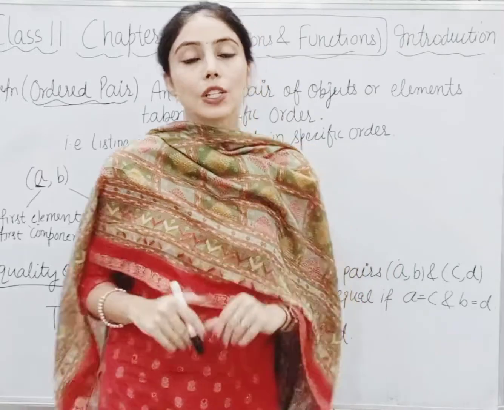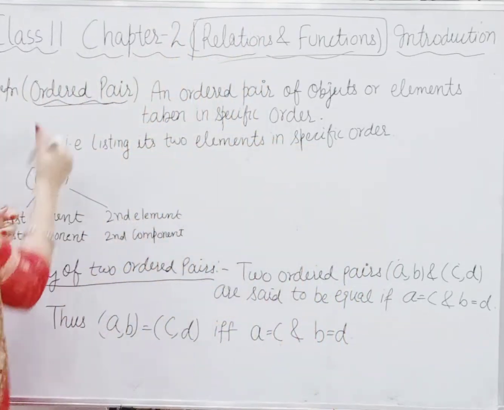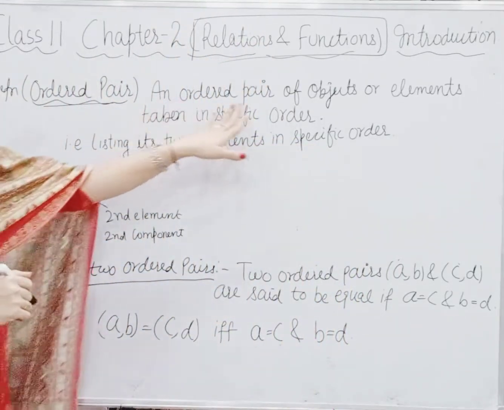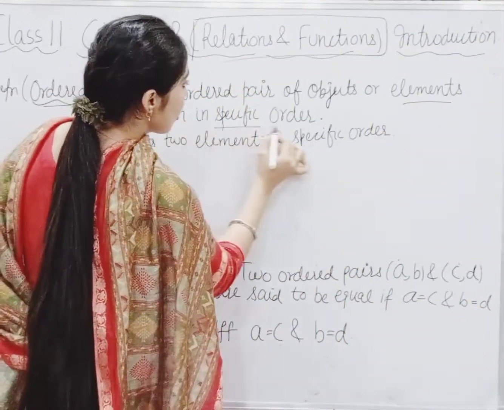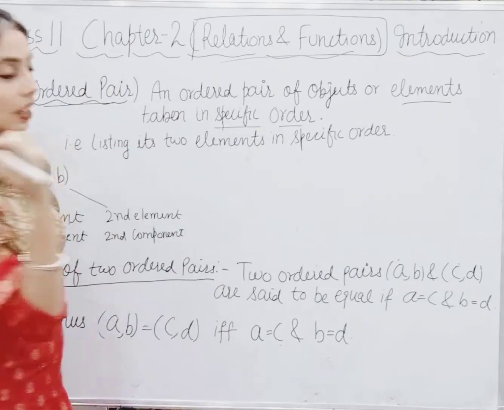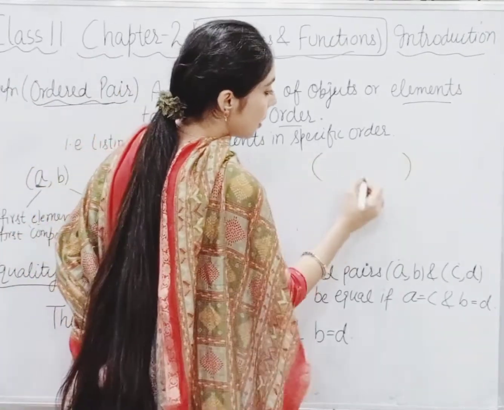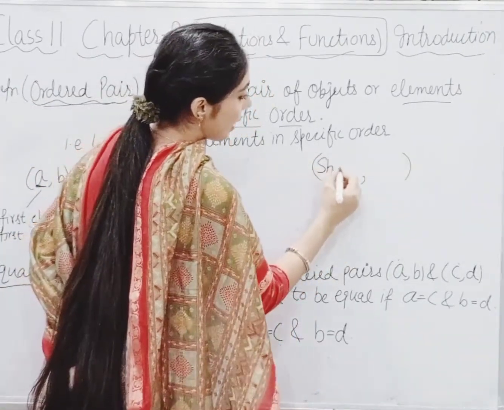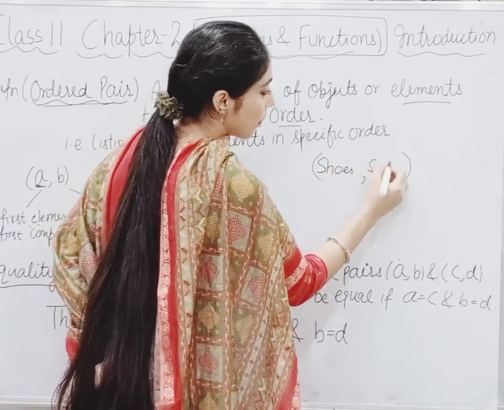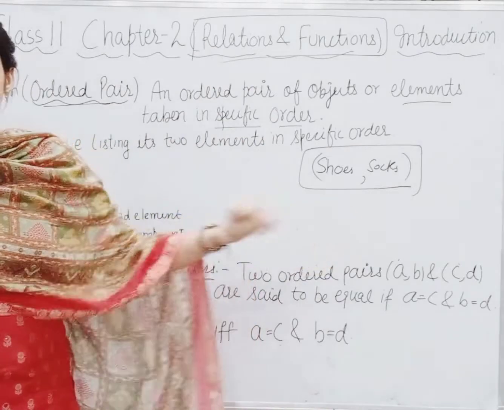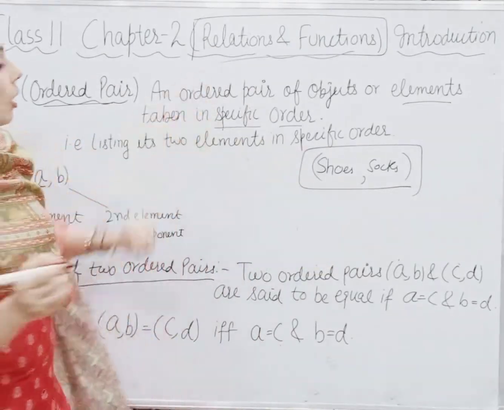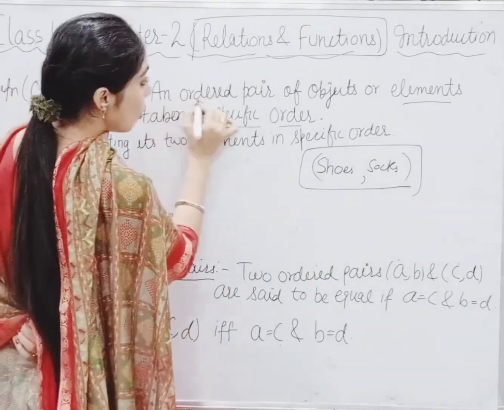Okay. So let's do the first definition. The definition is ordered pair. An ordered pair is a pair of objects or elements taken in a specific order. In simple language, if we have some collection like shoes and socks, and we write the collection in this form, this is called an ordered pair. Mathematically, we will write it as an ordered pair.